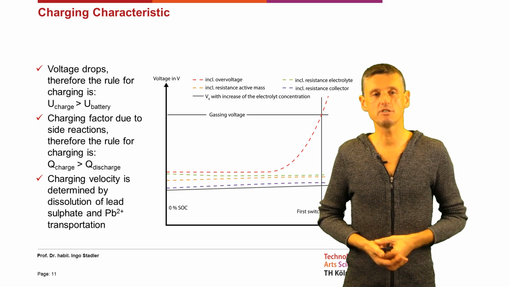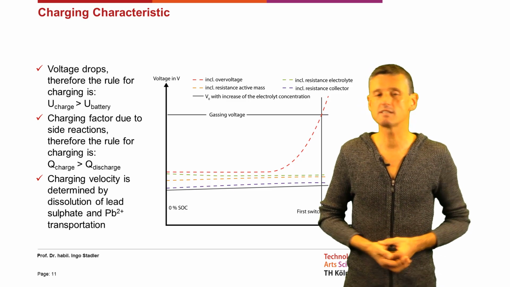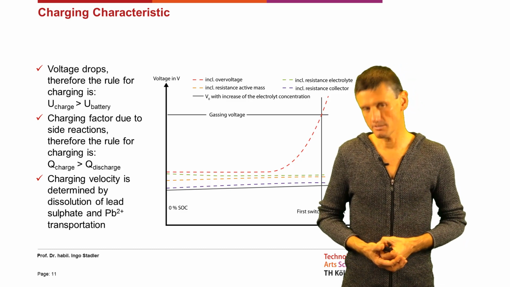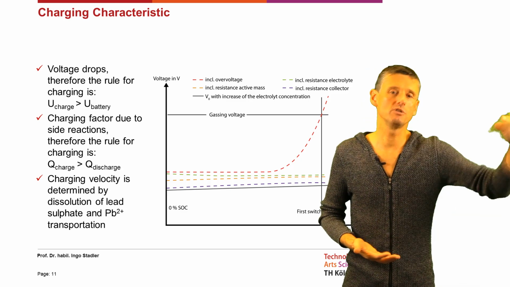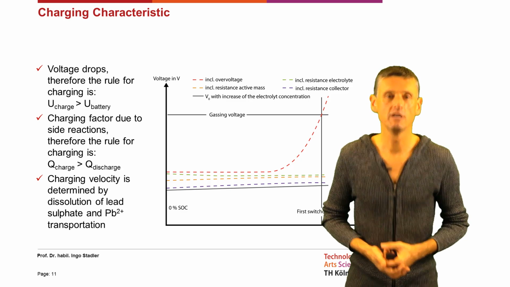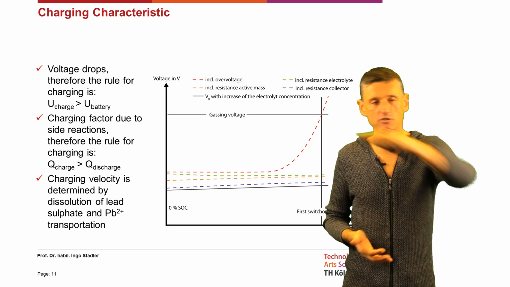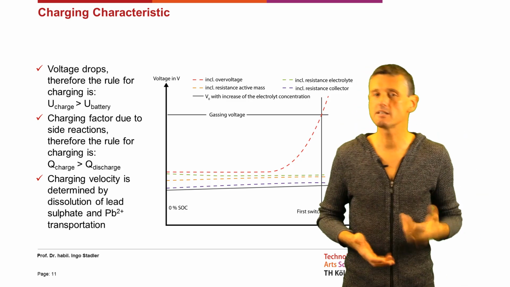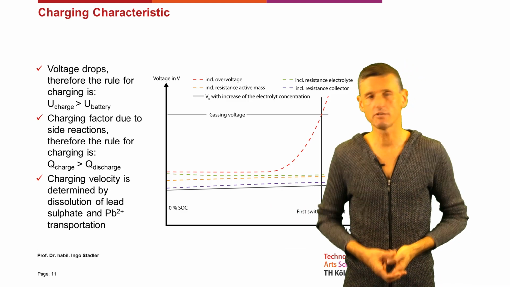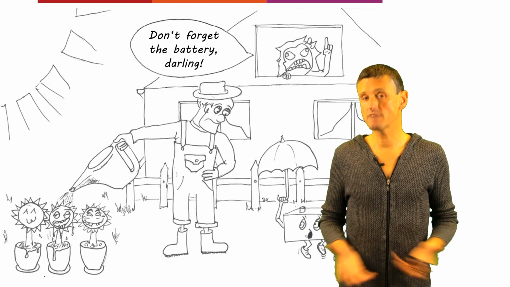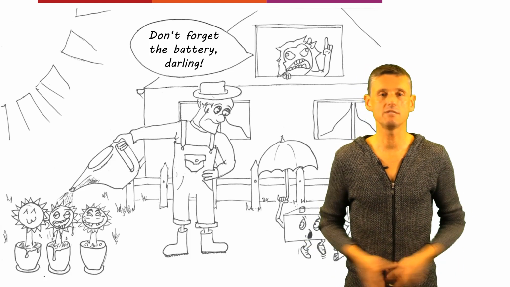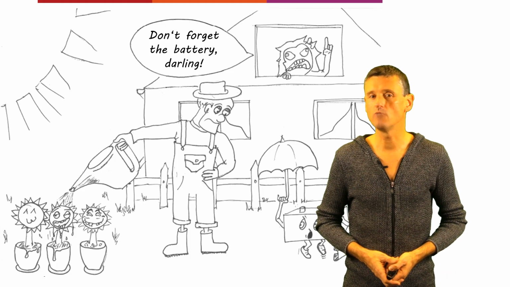Charging velocity is determined by the dissolution of lead sulfate and lead 2+ transportation. And that means just giving a higher voltage to the battery will not definitely result in faster charging. Finally, as can be seen on the highest horizontal line, the gassing voltage, we have more side reaction instead of faster charging. And when we have gassing, then we lose water, and that means in a lead acid battery we regularly need to refill water.